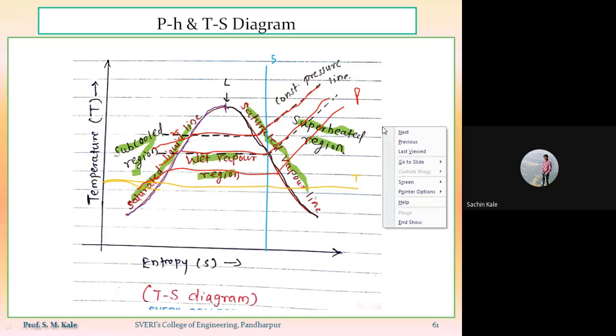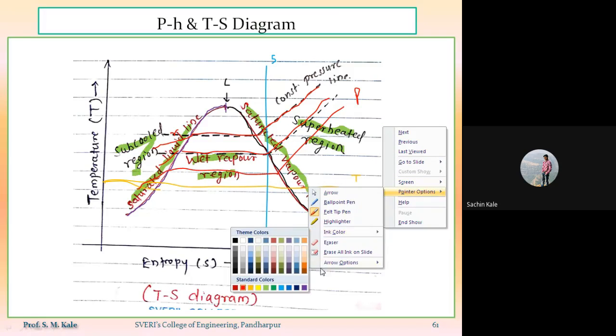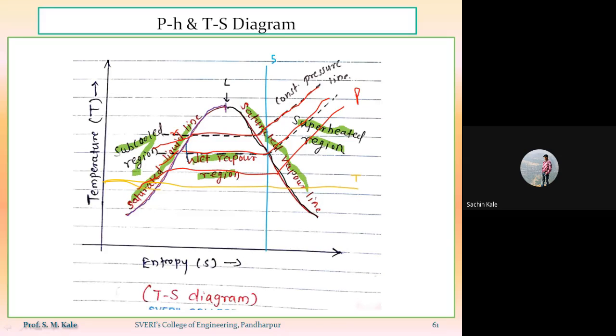Then what about the constant enthalpy line? Can anyone tell me? Yesterday I told you. What is the nature of the constant enthalpy line? The nature of the constant enthalpy line will be likewise. There will be so many curved lines like this, and those will be called constant enthalpy lines. Are you getting it? So this is the nature of the TS diagram.